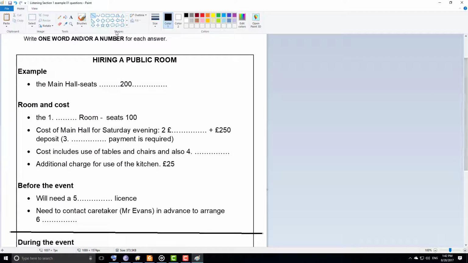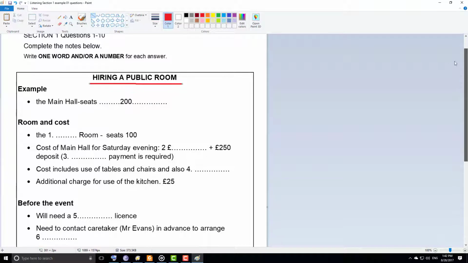So if we look at this, what is important to note is, of course, the heading, hiring a public room. But even before we get to that, what's important is to look at the instructions. If it says 1 word and you write 2 words, you will get no marks for that. So please follow the instructions carefully. Then we will also note that the different parts of the recording are labeled by these subheadings. So it's a good idea to look at this in the very, very short time you have, 30 seconds.